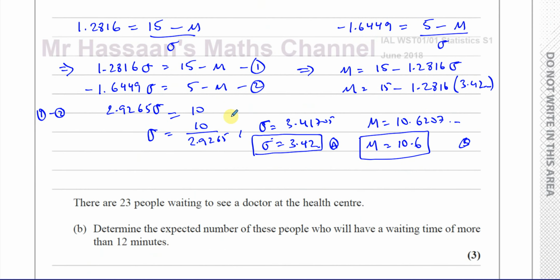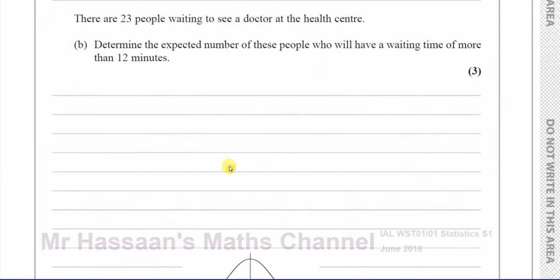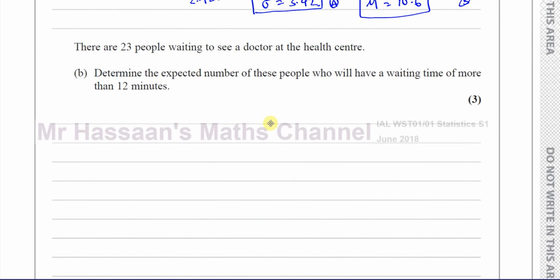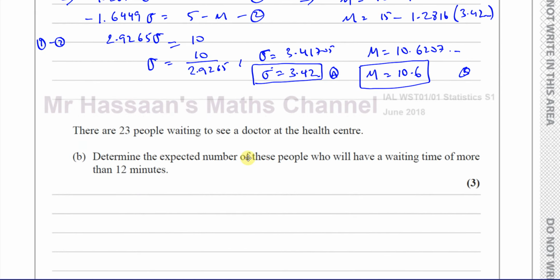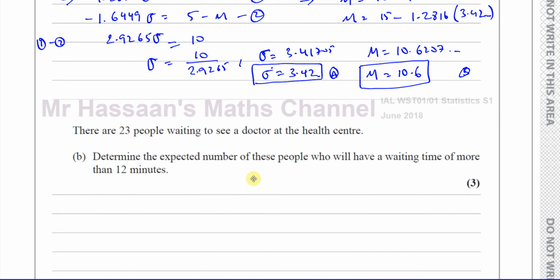Now for part B, it says there are 23 people waiting to see a doctor at the health center. Determine the expected number of these people who will have a waiting time of more than 12 minutes. So we have basically 23 multiplied by the probability that the waiting time is greater than 12 minutes.